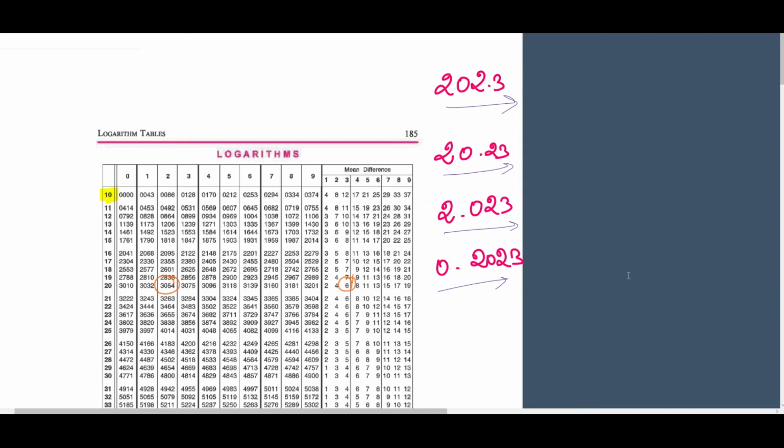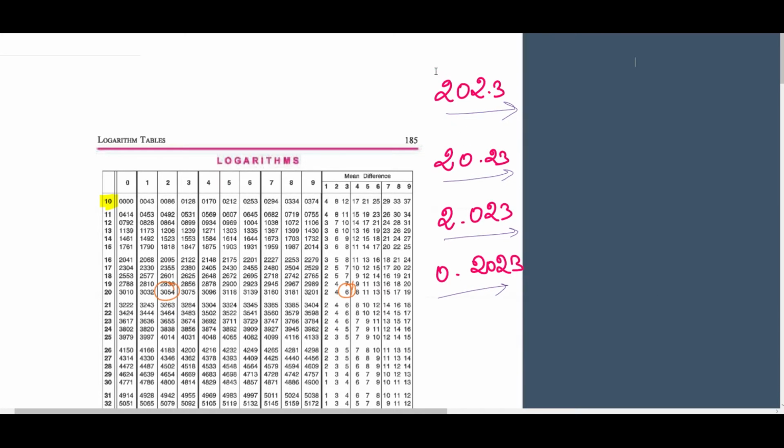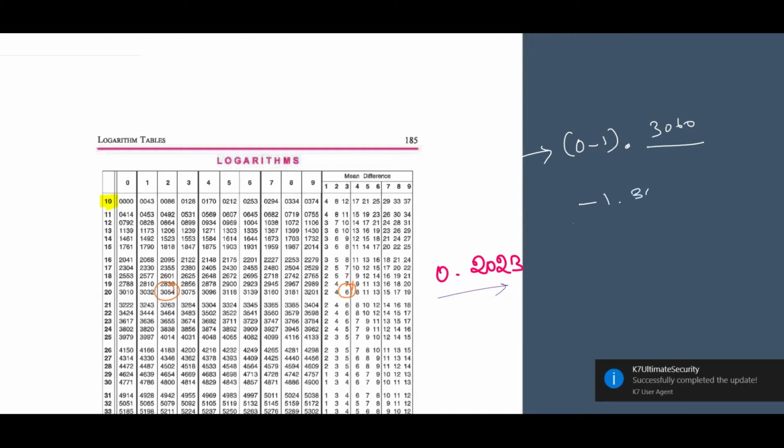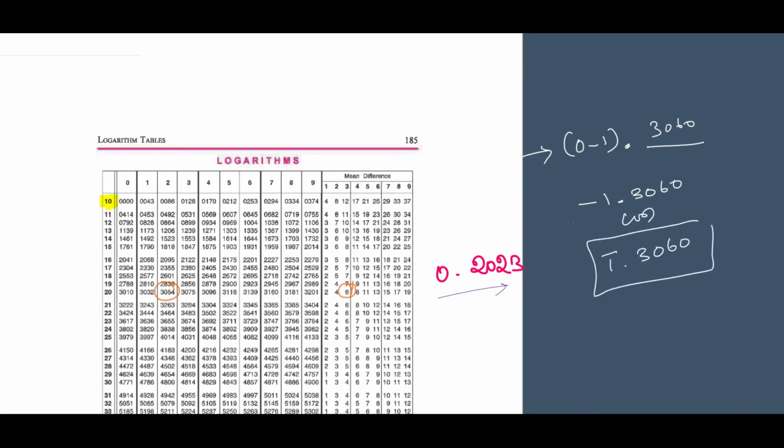So when you are coming to the same for single digit, okay, 0 digit also, but there is a special case when it's coming to 0.203. Okay, 0 point means how will you represent? 0 minus 1, the decimal point, then we are going to find the Mantissa is nothing but 3060. But here how will you represent? Minus 1, 3060. Correct? So we can represent like 1 bar 3060, but this is not an actual logarithmic.